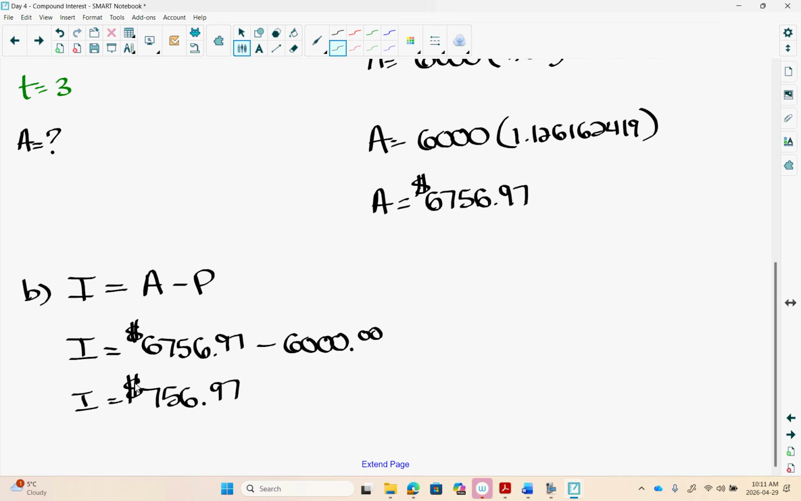I stashed some money in the bank, and I was able to build it up to $6,756.97. I earned $756.97. How can I earn more money? I could invest more. I could increase the principal. I could leave it for longer. I could find a higher what? Rate, a better rate. Okay? So those are important decisions when you're thinking about investing money.